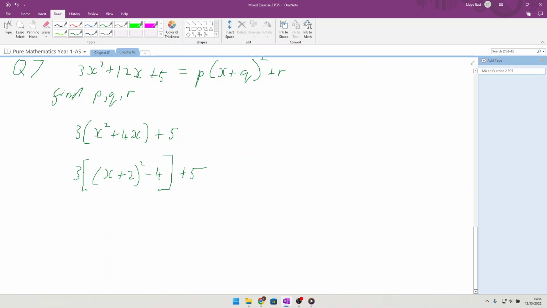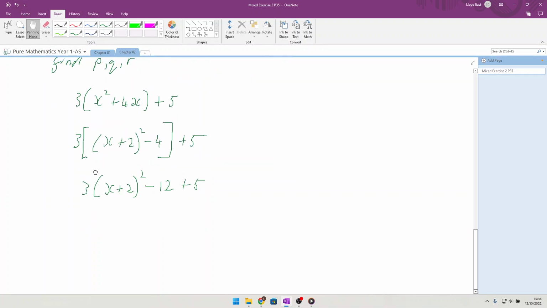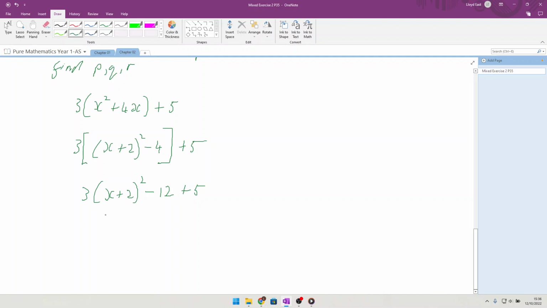We are now going to multiply by the 3 again, so we end up with 3 times (x plus 2) squared minus 3 times 4 is 12 plus 5, and to finish off we can put together the minus 12 and the plus 5, so we end up with 3 times (x plus 2) squared minus 7, meaning p is equal to 3, q is equal to 2, and r is equal to minus 7.